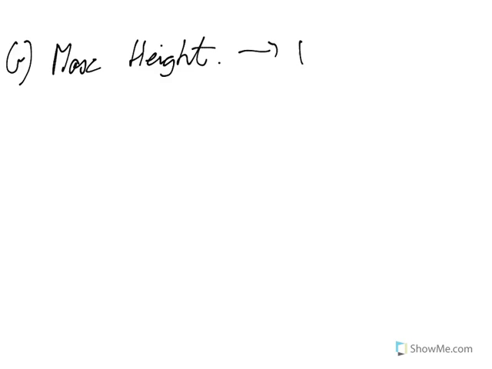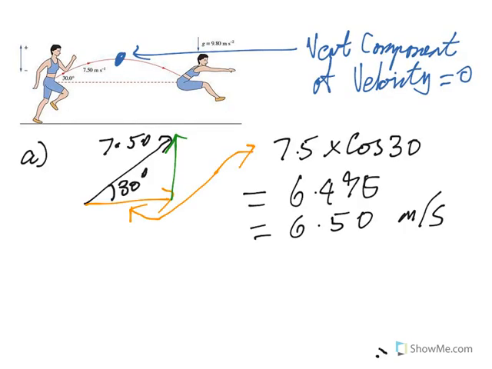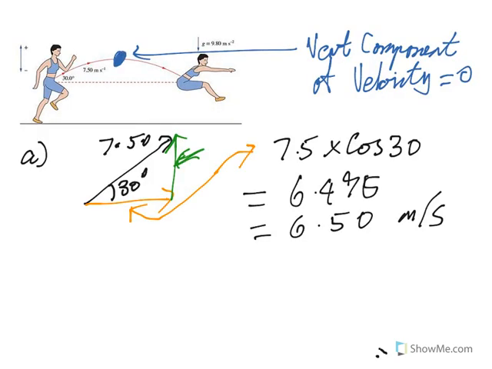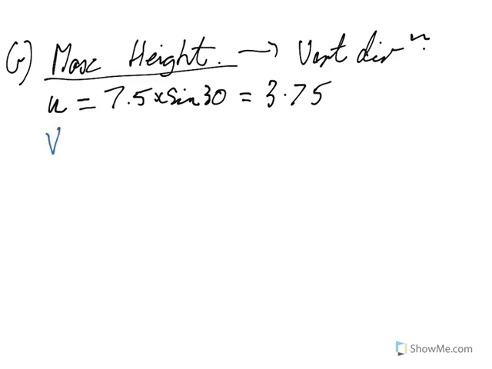Alright, the next one, part B, asks what the maximum height. So I'm going to look in the vertical direction. Our initial speed in the vertical direction is this green one there, and so that's 7.5 sine 30, which when we do that on our calculator, comes out to 3.75. In the vertical direction at the top, so maximum height, we're looking at this spot here. So remember at that spot, the vertical component is equal to 0.